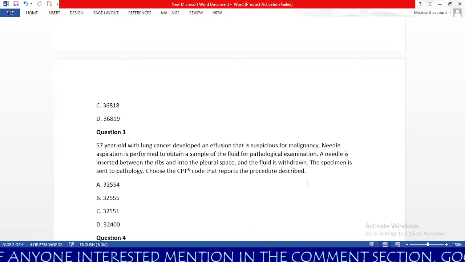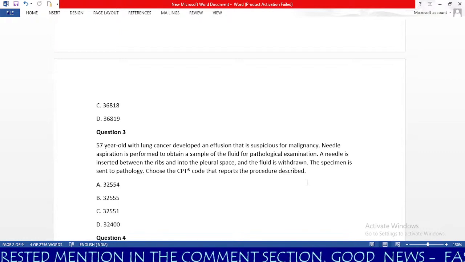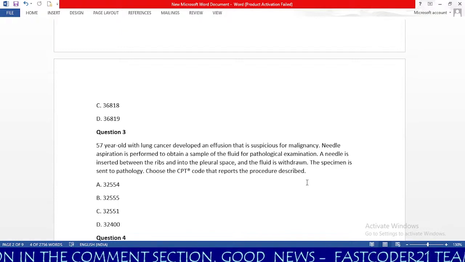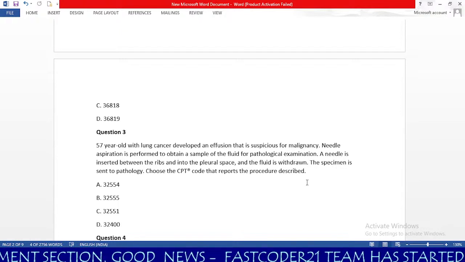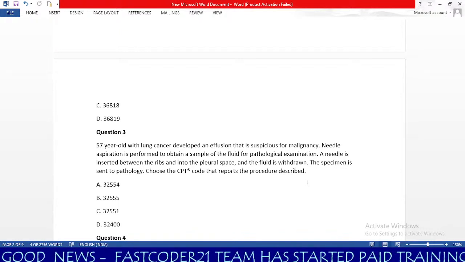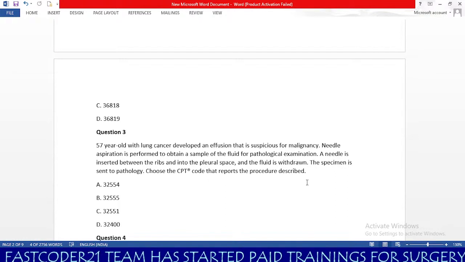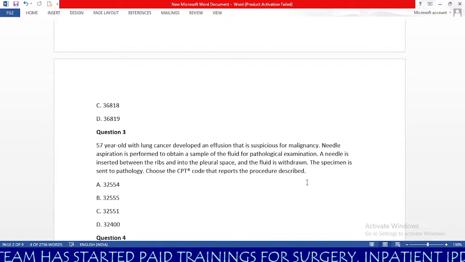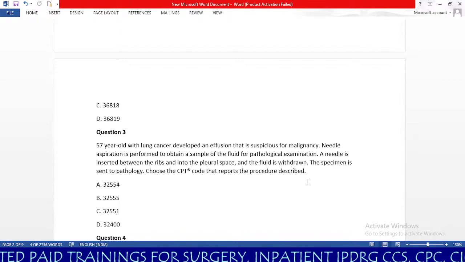So a 57-year-old with lung cancer developed an effusion. So you guys need to remember that effusion is accumulation of fluid. Okay. So that is suspicious for malignancy. So needle aspiration is performed to obtain a sample of fluid for pathologic examination. So if the physician removes fluid, he will send the fluid sample to the cytology department, not surgical pathology. So you need to understand that cytology and surgical pathology are different. If the physician removes fluid, he will send it to cytology. Here the physician sent it for cytology.